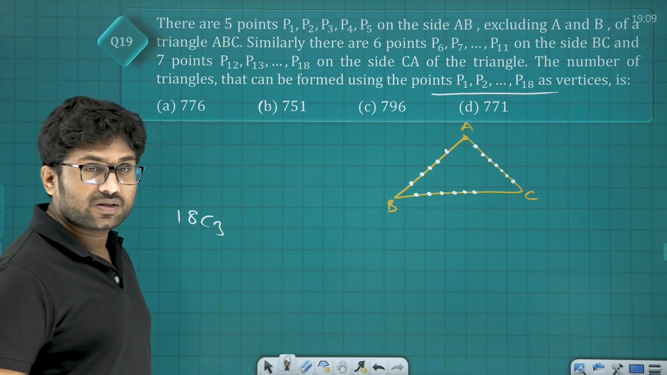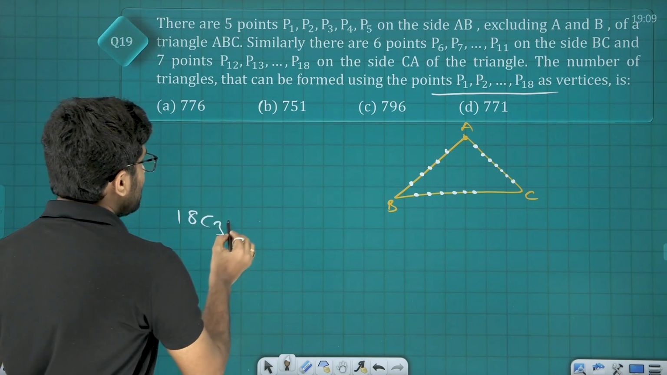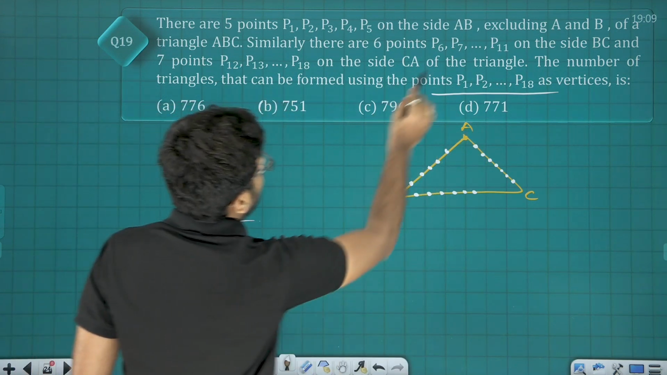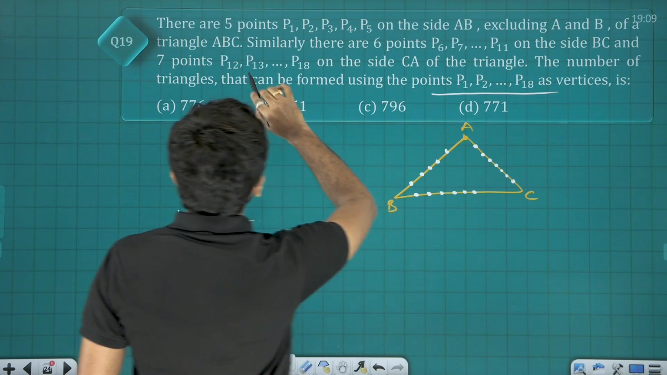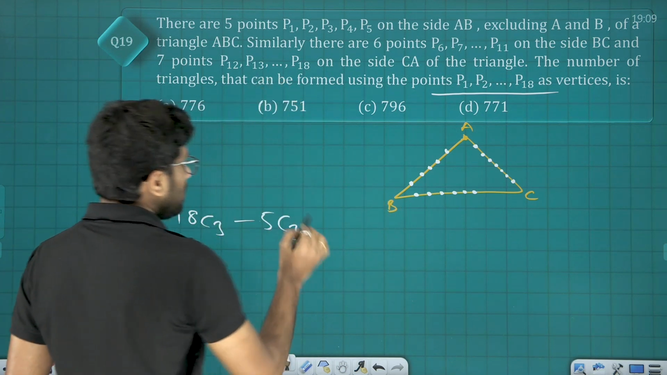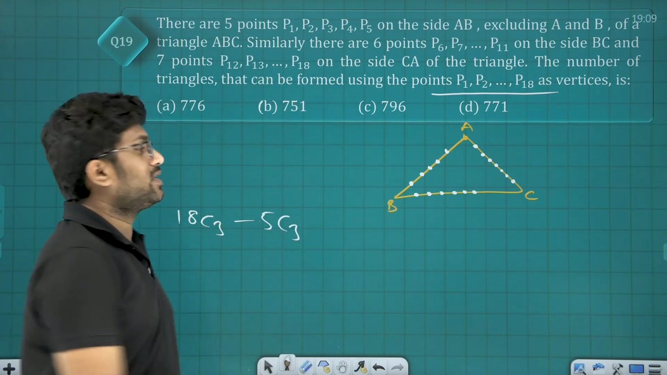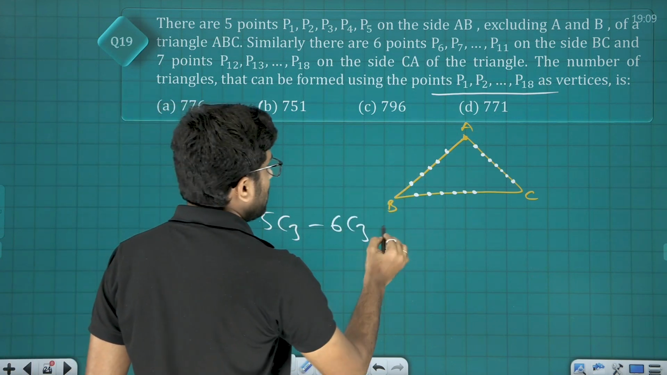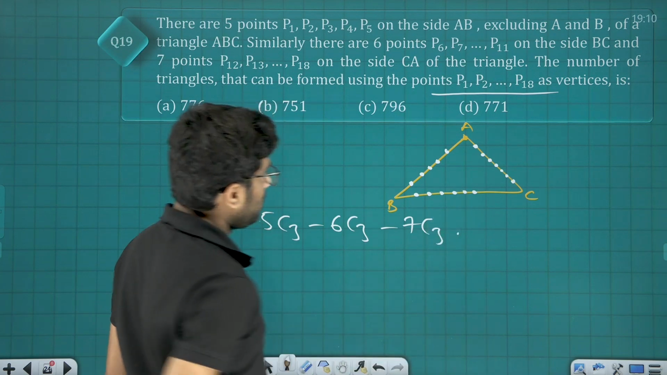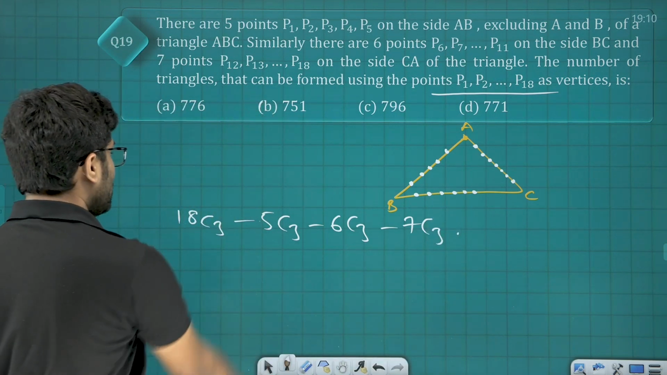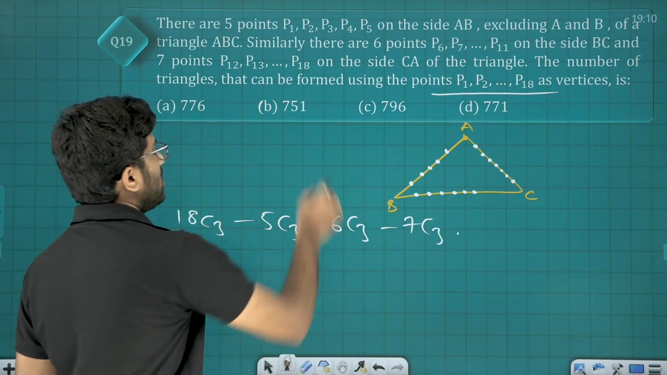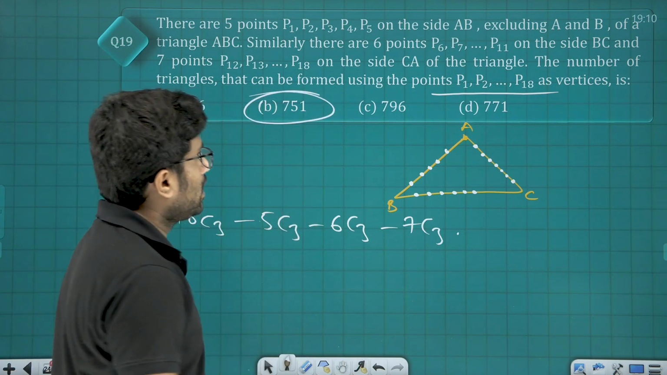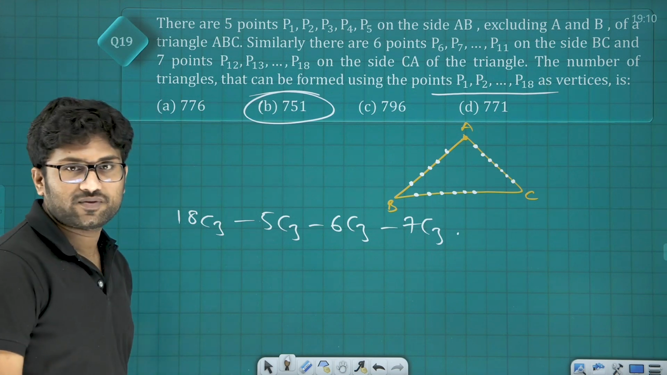But of this, there are some collinear points. See, friends, on this AB, 5 points are collinear. Now we exclude all the triangles which are formed by these 5 collinear points. Minus, 6 points are collinear on BC. Minus, 7 points collinear on AC. So if we do 18C3 minus 5C3 minus 6C3 minus 7C3, the answer is 751. The total number of triangles with P1 to P18 as vertices is 751.